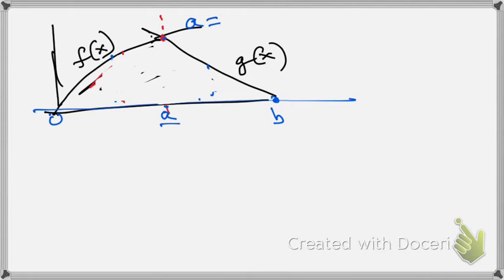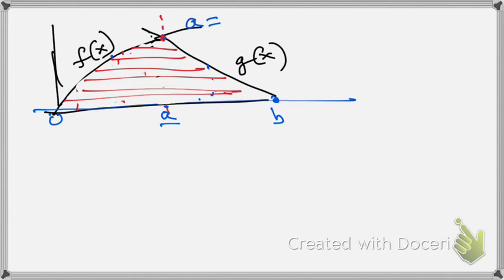If instead of visualizing strips that go this way to get area, which is what I just did, you visualize your strips going horizontally like this, you could also get the answer that way. And now the distance between here and here would be g of x minus f of x from right to left, and then we would add them all up.